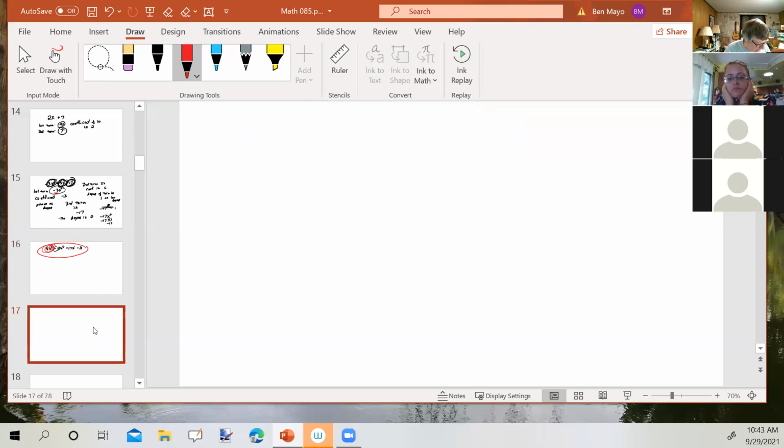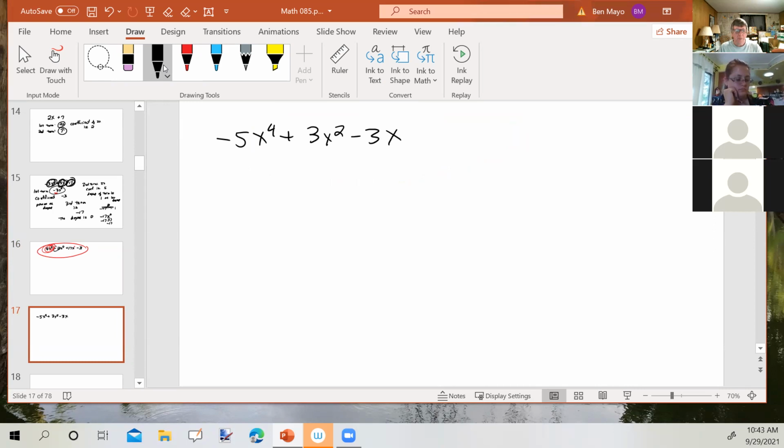Okay, let's take a look at another one. Let's see here. Negative 5x to the fourth plus 3x squared minus 3x. This is a trinomial. It has 3 terms. The first term is negative 5x to the fourth. The coefficient of the first term is negative 5. The degree of the first term is 4. So this is a fourth degree term.